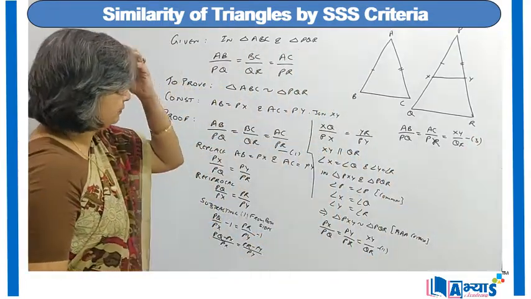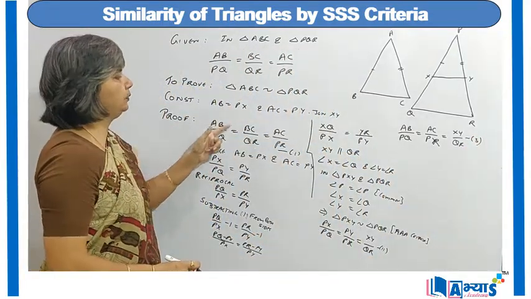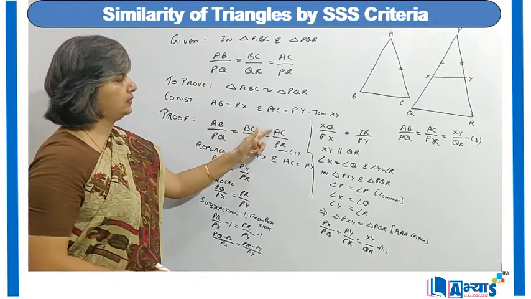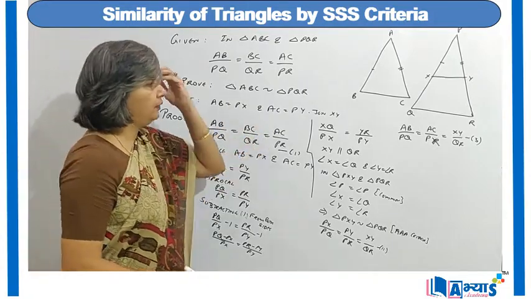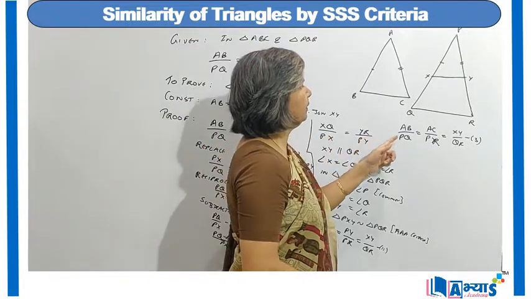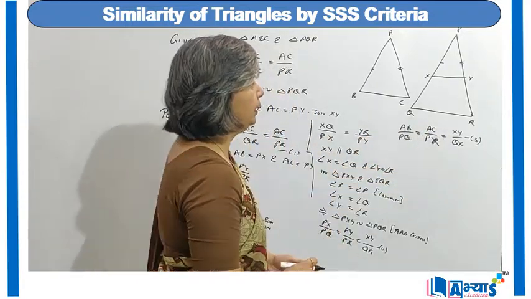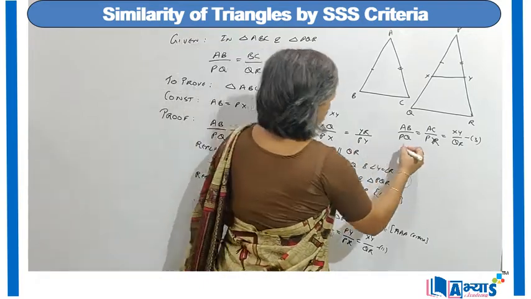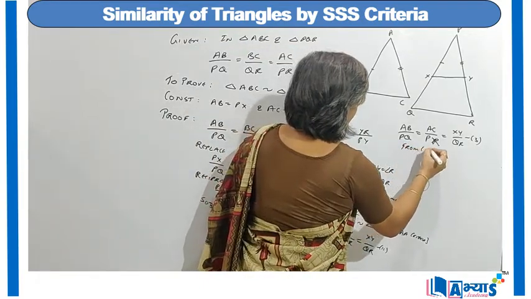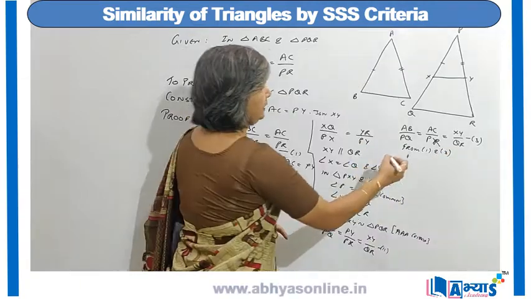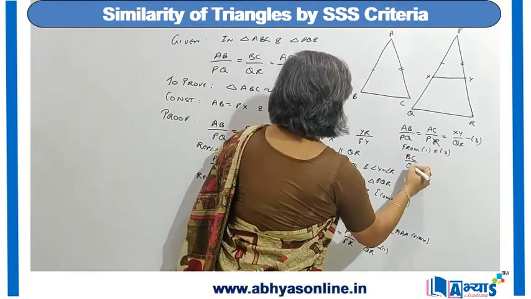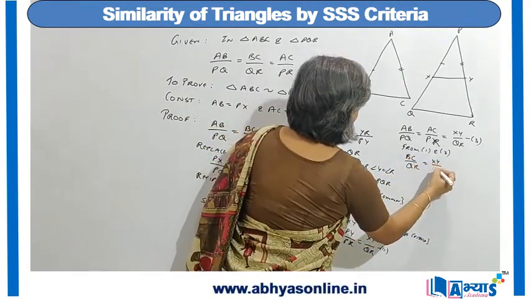So from equation 1 we know that AB upon PQ is equal to BC upon QR is equal to AC upon PR, and from equation 3 we have got AB upon PQ is equal to AC upon PR is equal to XY upon QR. From 1 and 3, BC upon QR is equal to XY upon QR.